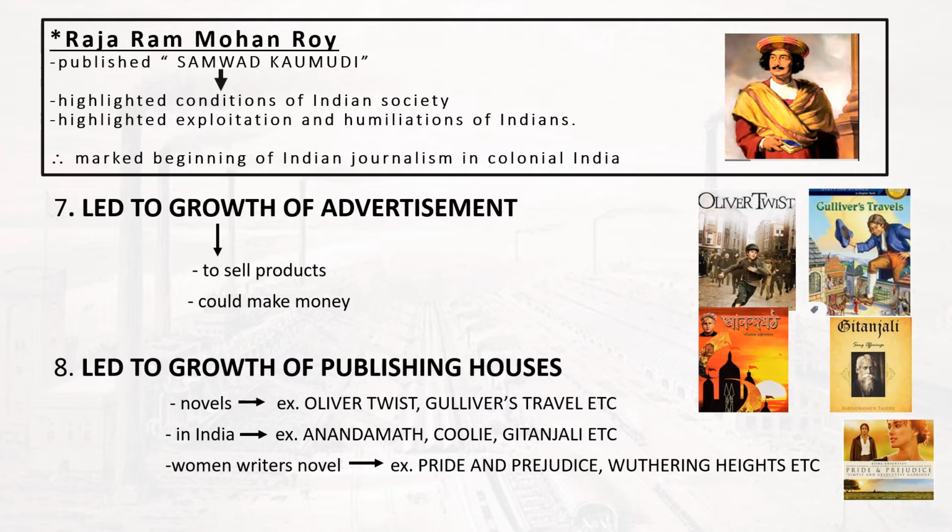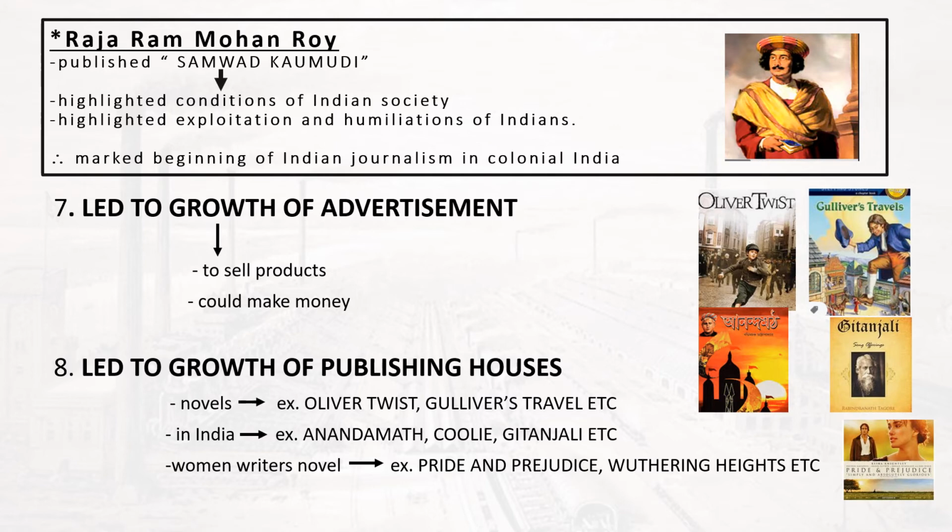Point number 8, led to growth of publishing houses. People in olden days wrote and sold what they wrote to the publishing houses. They published and they made money, and also the person who wrote got money. So this way people used to live. There are many famous novels like Oliver Twist, Gulliver's Travels, and many others. Oliver Twist was written by Charles Dickens, and then in India we see Anandamath, Kuli, Gitanjali, some of the famous novels. Gitanjali by Rabindranath Tagore.